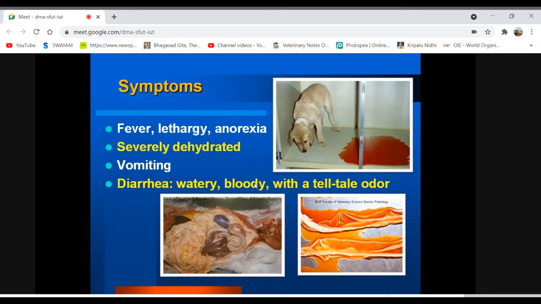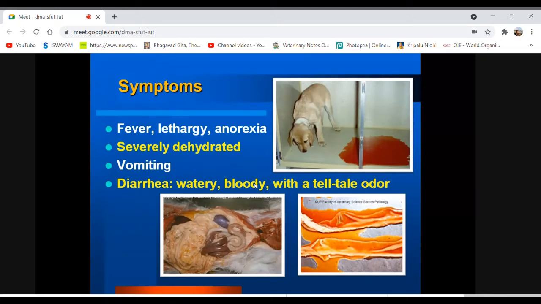I cannot explain it without showing the exact smell. Of course, during the post-mortem examination of this type of canine parvovirus case, only then will you feel what a typical smell it is. Once we conducted a post-mortem examination, the students experienced it. Otherwise, I'm very sorry, I don't know how to explain it. It is very typical when you open the intestines, the intestinal content, or even the feces coming out from the affected dog.